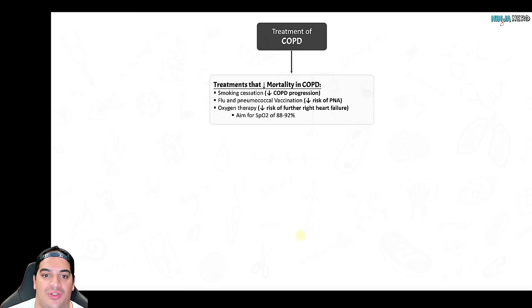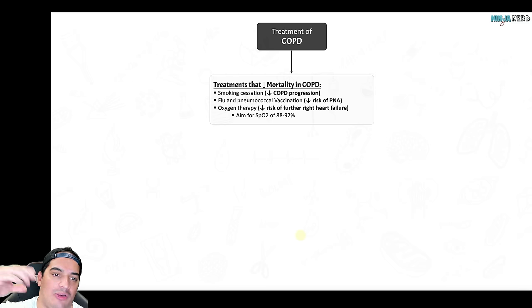The other thing is oxygen therapy. This may reduce the risk of development of right heart failure, or at least the progression of right heart failure. Whenever oxygen is really, really low, it causes pulmonary vasoconstriction, elevated right heart pressures, and then eventually the right heart can fail. If they start developing signs of cor pulmonale, they need to be on oxygen because chronic hypoxemia is a very big risk factor for them. When you give them oxygen though, you don't want to aim too high. You only want to aim for 88 to 92%.